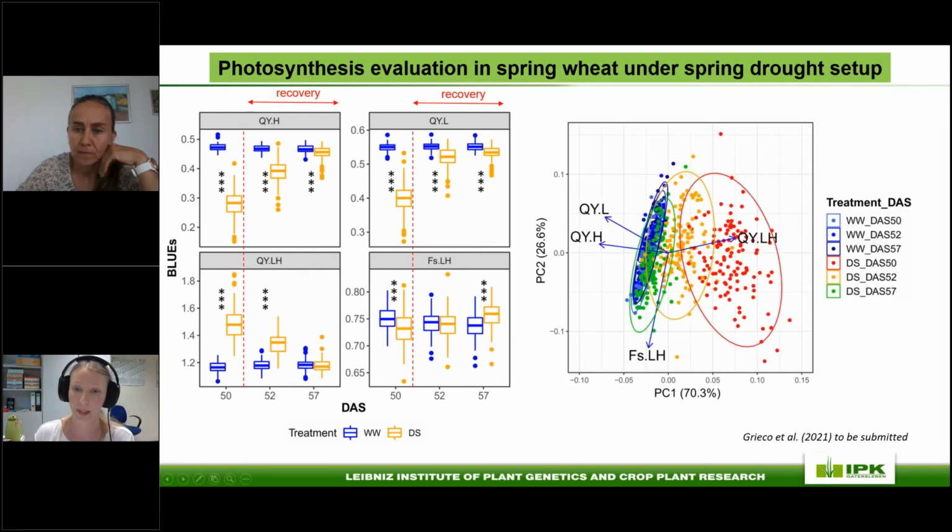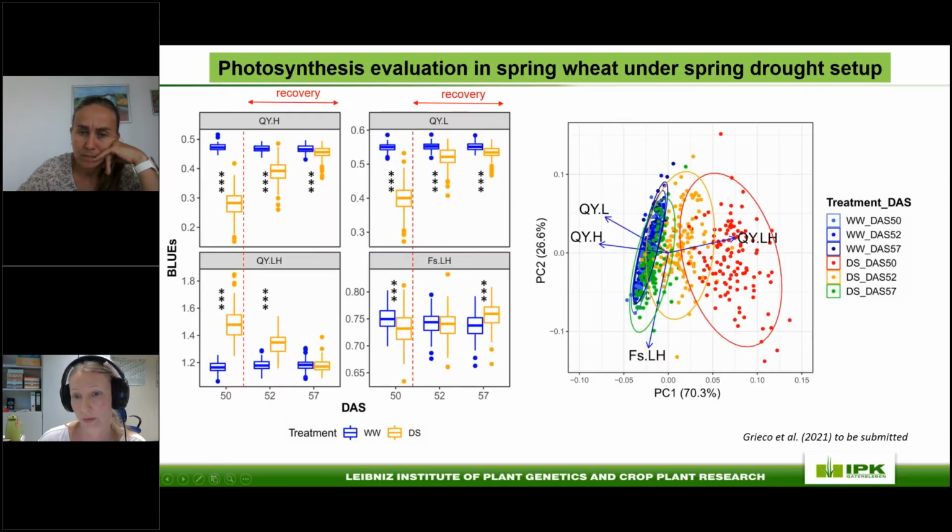You also made a PCA with all the data points, and you can clearly see that here, depending on the colors. The blue colors are the 3 days in well-watered conditions, and you have red for the last day in drought, orange for shortly after plant recovery, and green after 1 week of recovery. The severe drought stress plants cluster here.